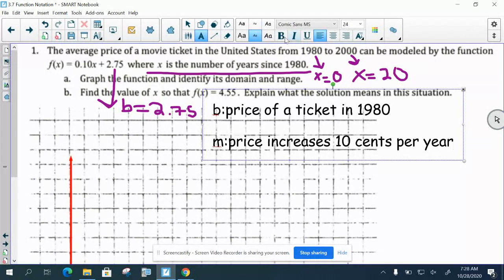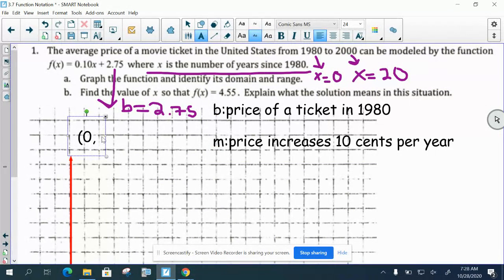So here's how we're going to do this. You're going to do two different points. You're going to graph your y-intercept, and then you're going to graph when x equals 20. So our y-intercept is 2.75. So that's the first point that we're going to graph, but we're not going to graph it quite yet.